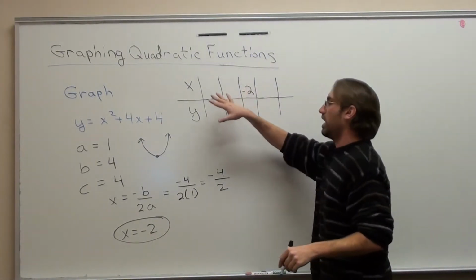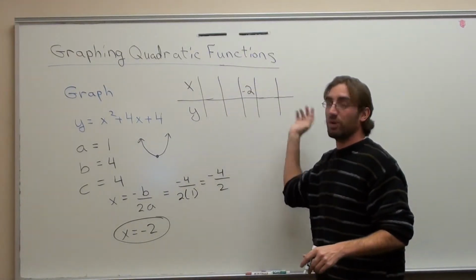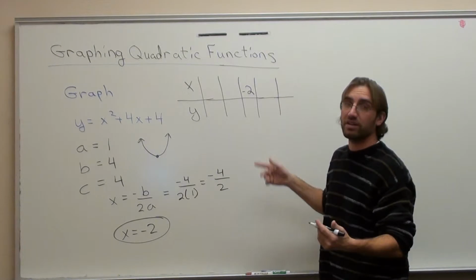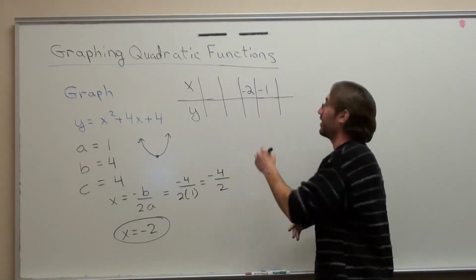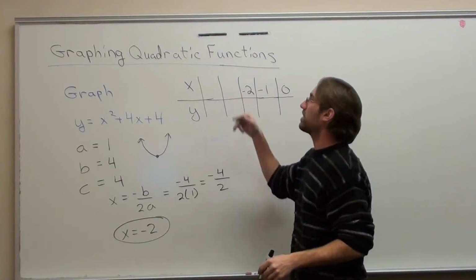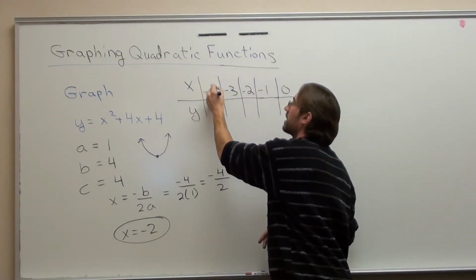Now we're going to go values to the right and values to the left. And we're going to go by whole numbers. So after negative 2 is negative 1. And the higher number than negative 1 is 0. Higher number than negative 2 is negative 3. And one more is negative 4.